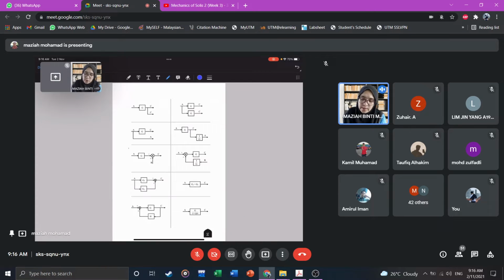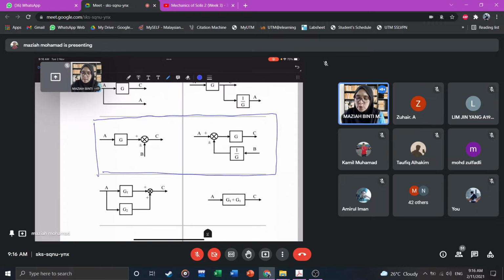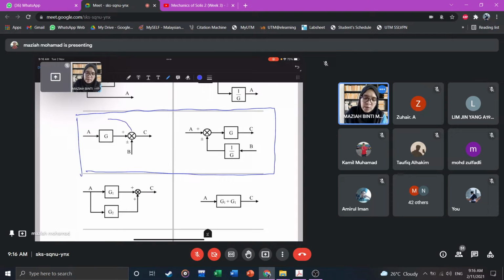For this one here, this is when you move the summation point toward the input. So here you can see the new transfer function, meaning you need to multiply with 1 over G. Okay, 1 over G.